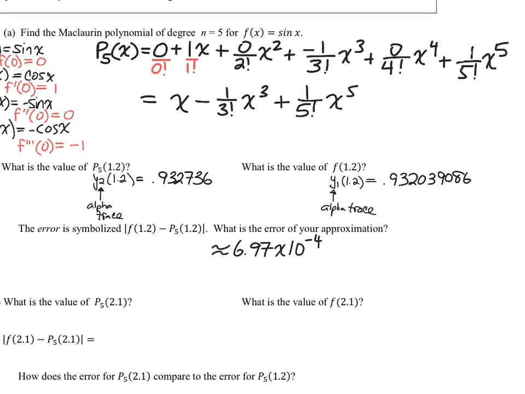Now the center, this Maclaurin polynomial, any Maclaurin polynomial is centered around a value of 0, right? So 1.2, I wouldn't say that's close to 0, but 1.2 is closer to 0 than 2.1. So for a 5th degree Maclaurin polynomial, we would expect a more accurate answer for the 1.2 than we would for the 2.1. All right, so alpha trace y2, pop in the 2.1.